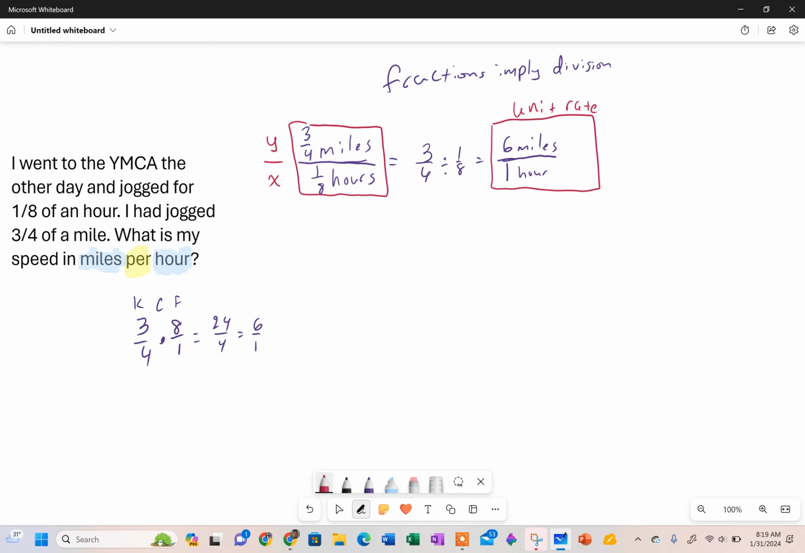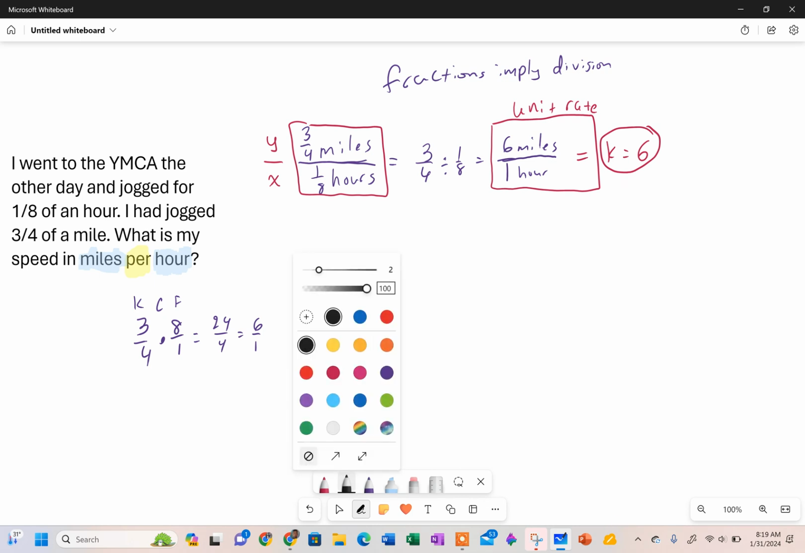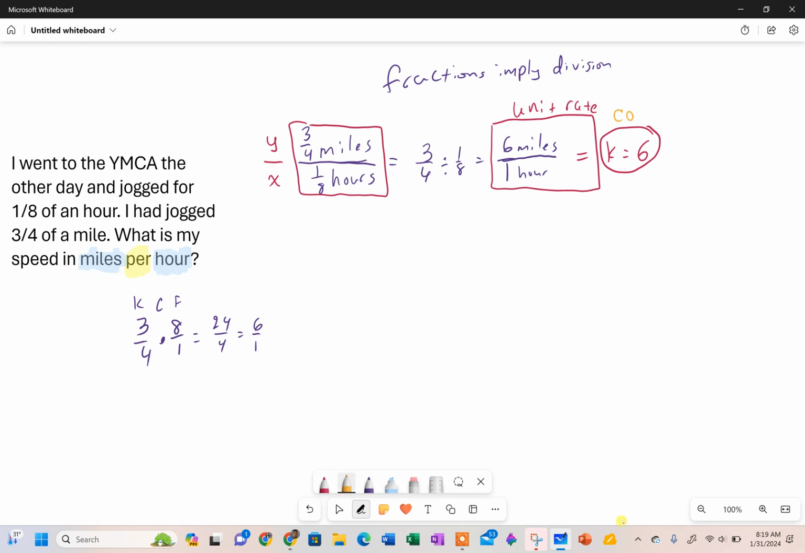So, now that we know that we have 6/1, we also get something for free. It's called our k. Our k is going to be 6. The k is the same number. It's our constant of proportionality. And I know I'm going kind of quick, so if I'm going too fast for you, please pause. Constant of proportionality. Please pause and do what you need to do. Take down notes, copy this example, whatever.